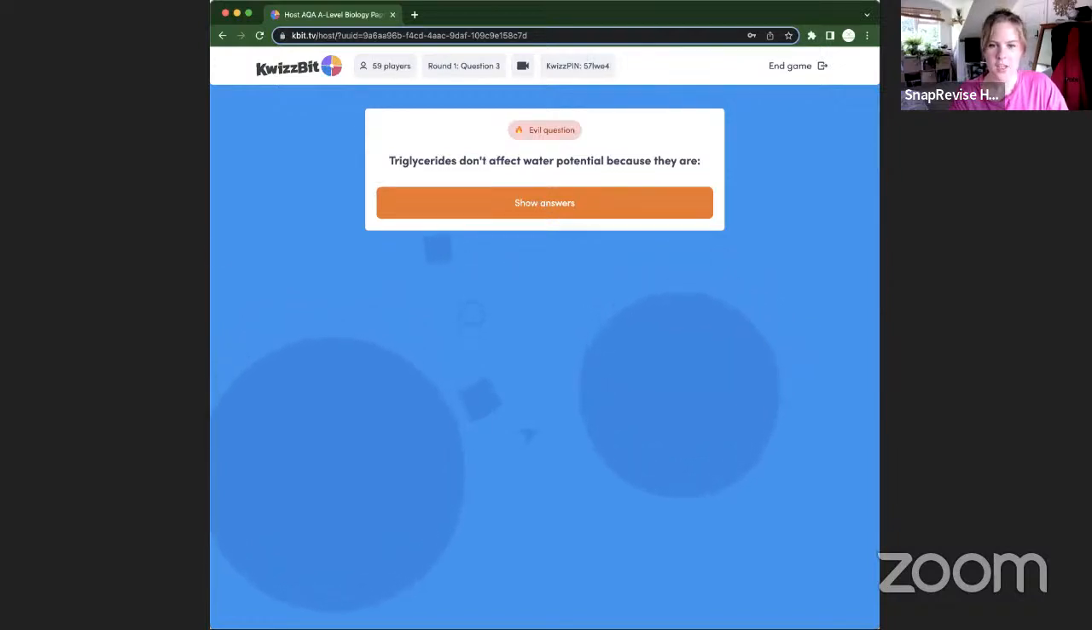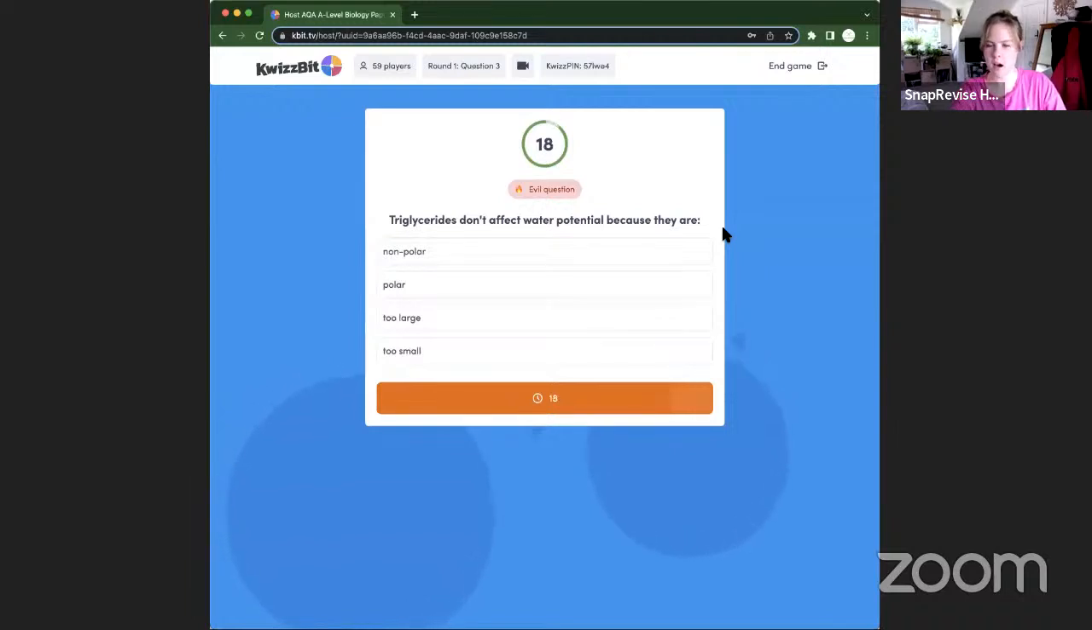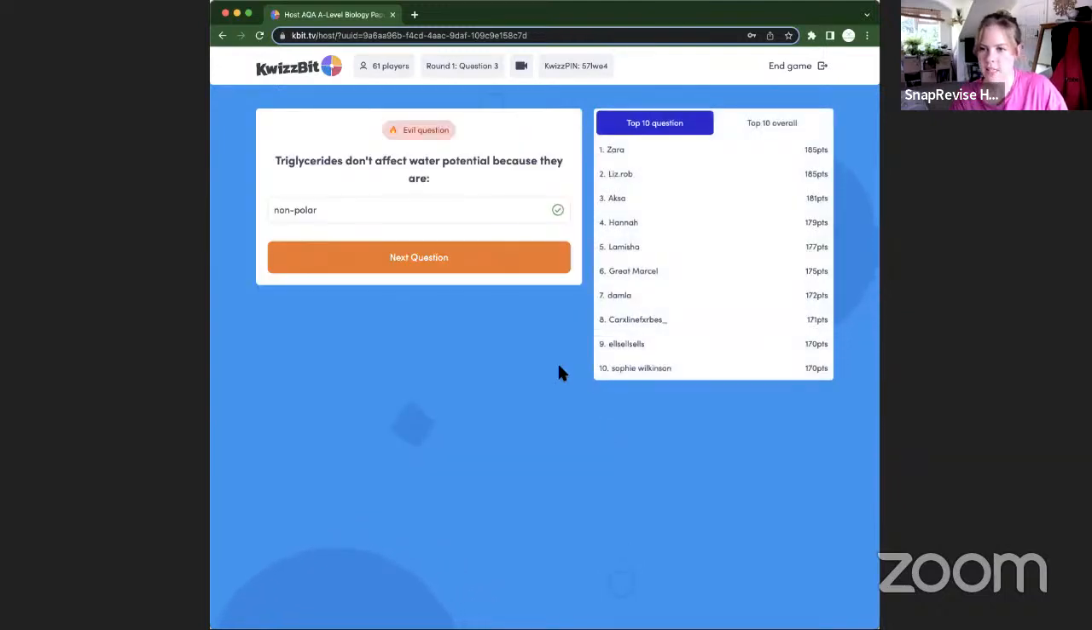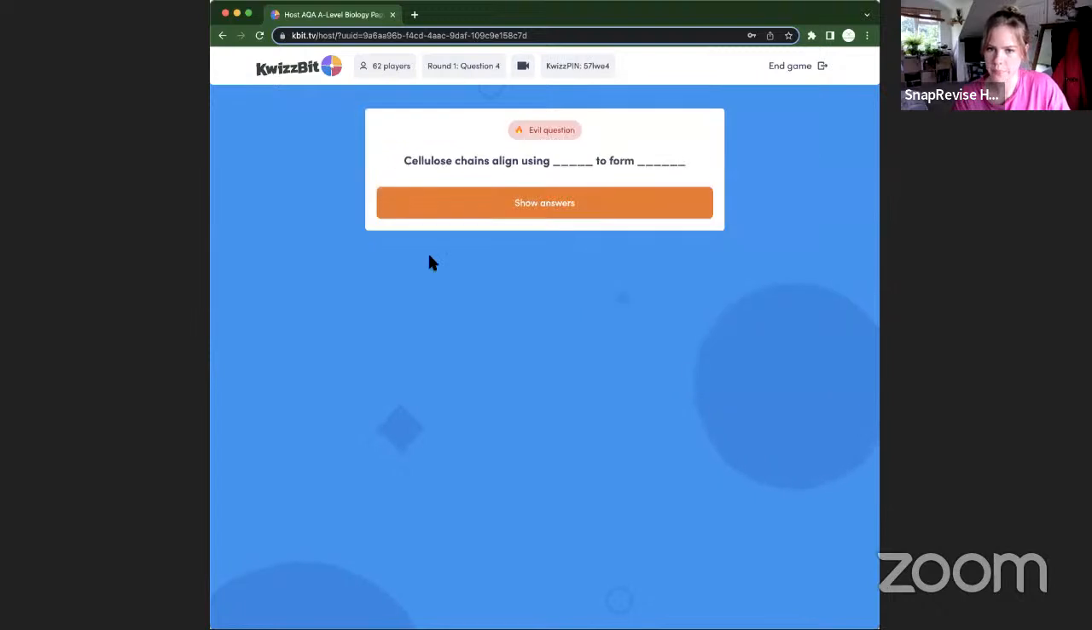Okay, next question. Triglycerides don't affect water potential because they are which of the 4? Remember, the quicker that you answer the question, the more points you get, so don't wait until the 5-second countdown at the end. Also, there is a question style later on that asks you to put things in order. I've not done one of those and I'm not sure how it's going to turn out. So I might have given you the answer in the question, but we'll figure it out. Okay, so triglycerides are non-polar, so they don't affect water potential because they cannot dissolve. Next question.